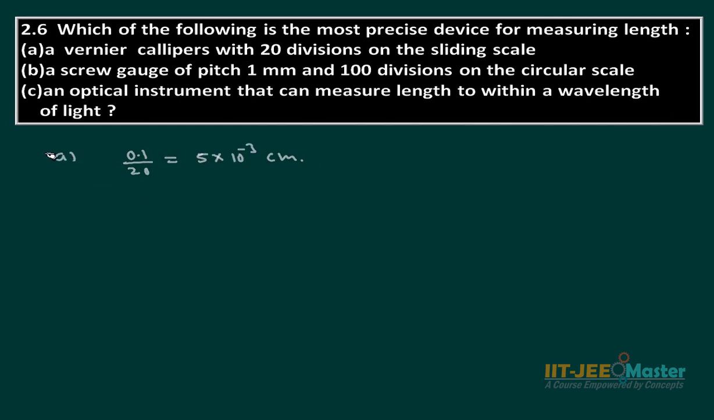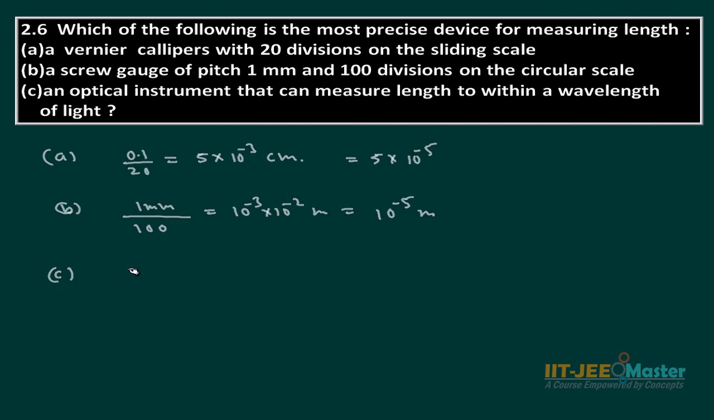In second case, precision will be a screw gauge of pitch 1 millimeter and 100 divisions on the circular scale. The precision will be 10 to the power minus 3 into 10 to the power minus 2 meter, that is 10 to the power minus 5 meter. An optical instrument that can measure length to within a wavelength of light.